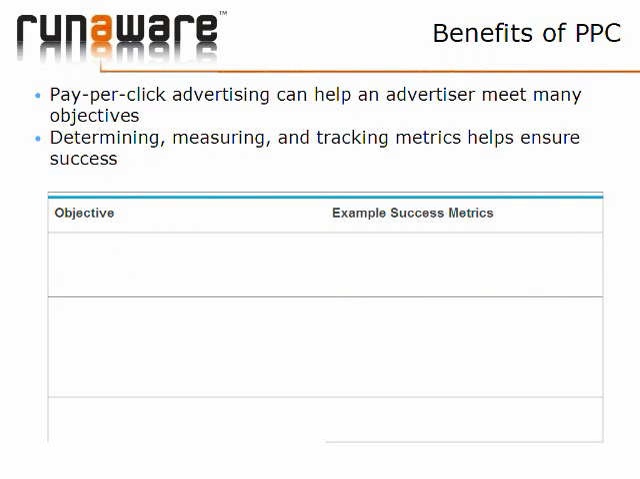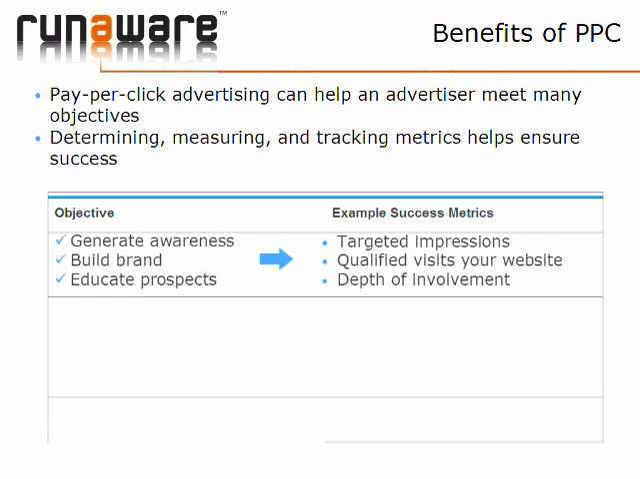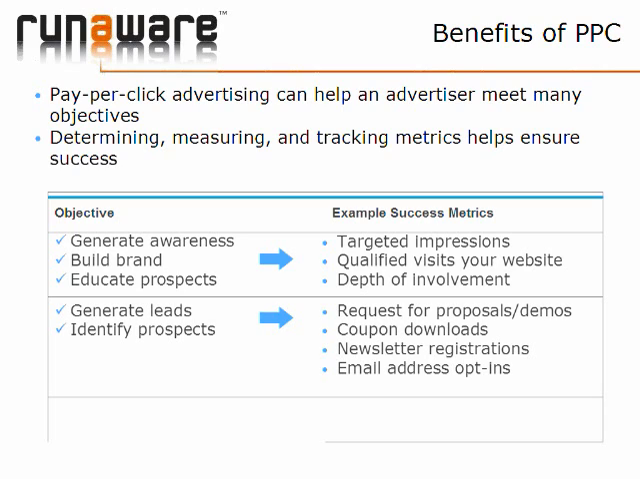Some of the benefits of pay-per-click. Pay-per-click advertising can help an advertiser meet many objectives, one of which is generating brand awareness, educating your prospects, which ultimately gives you more targeted impressions, more qualified visits to your website. Generating leads and identifying prospects is what a good portion of advertisers use this for. And requesting proposals and demos, I would say, is probably the biggest call to action that can occur, or conversion that can occur on somebody's website. Coupon downloads, newsletters, registrations, email address opt-ins.